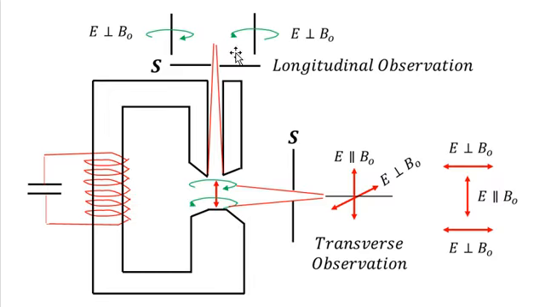Okay, now if the observation of this sample is made using a spectrometer from the longitudinal direction, that is from this direction, you will see two circularly polarized beams. One is right circularly polarized, the other is left circularly polarized. In both of these, the electric field is perpendicular to the direction of the magnetic field. But you know that both electric fields are now rotating. One will rotate clockwise, the other will rotate counterclockwise, but the electric field remains perpendicular to the direction of the magnetic field. This is the longitudinal observation.